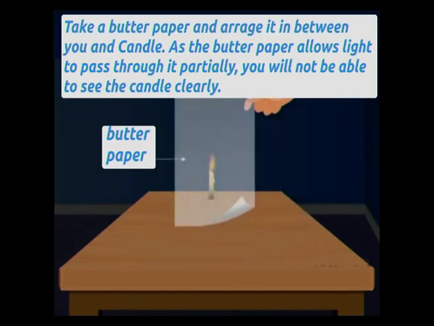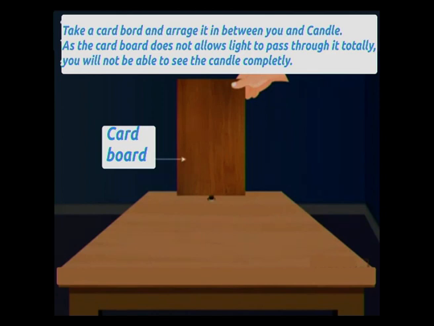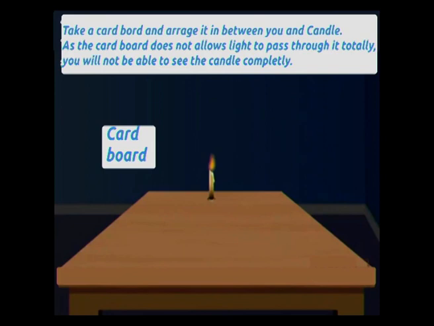Take a butter paper and arrange it in between you and the candle. As the butter paper allows light to pass through it partially, you will not be able to see the candle clearly. Take a cardboard and arrange it in between you and the candle. As the cardboard does not allow light to pass through it, you will not be able to see the candle, and the shadow of the cardboard will be seen clearly.